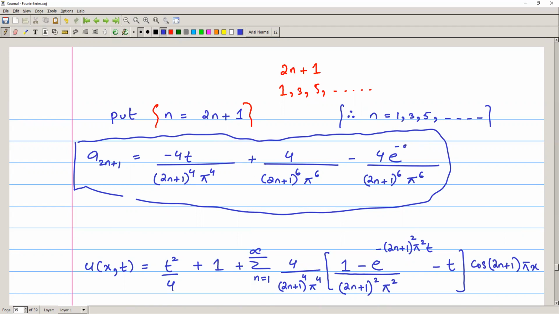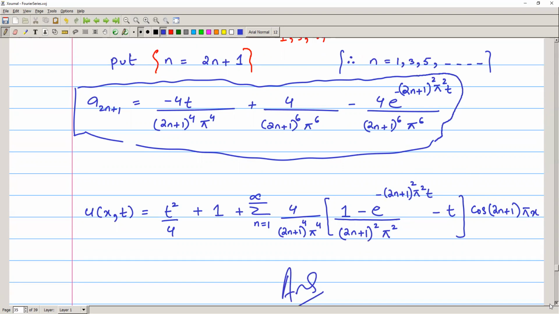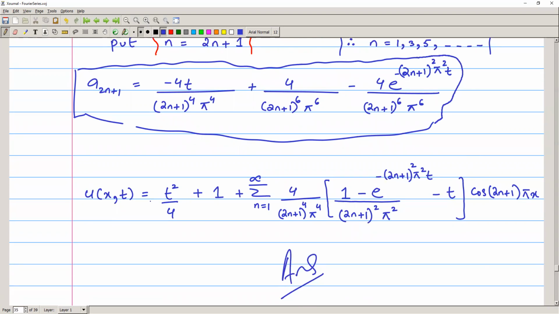So it will be 2n plus 1 whole squared. Let's remove this first. It will be 2n plus 1 whole squared pi squared t. Right, so now this is okay. So here is the general solution, particular solution for this non-homogeneous heat equation. That is t squared over 4 plus 1. That was our a naught. This is a naught.